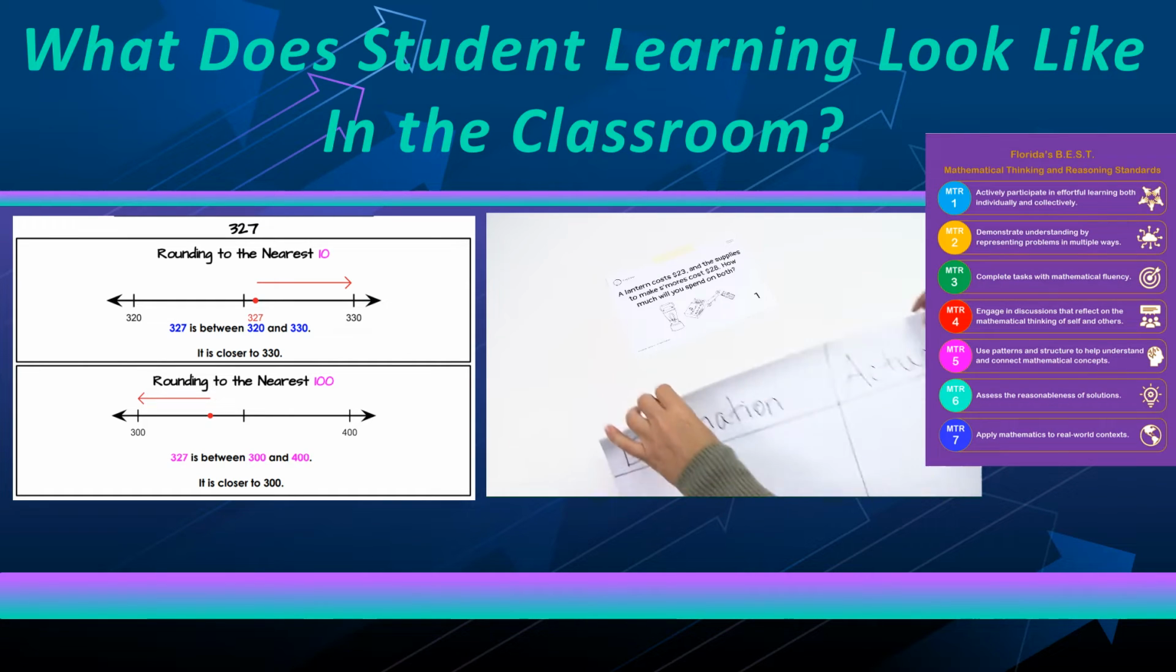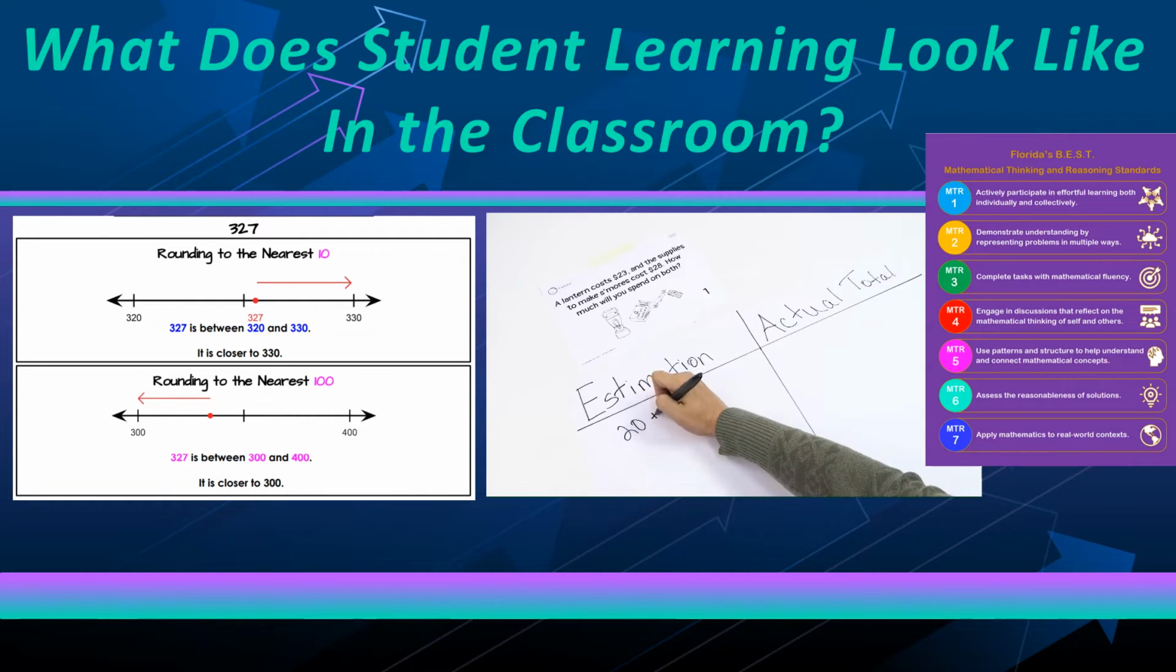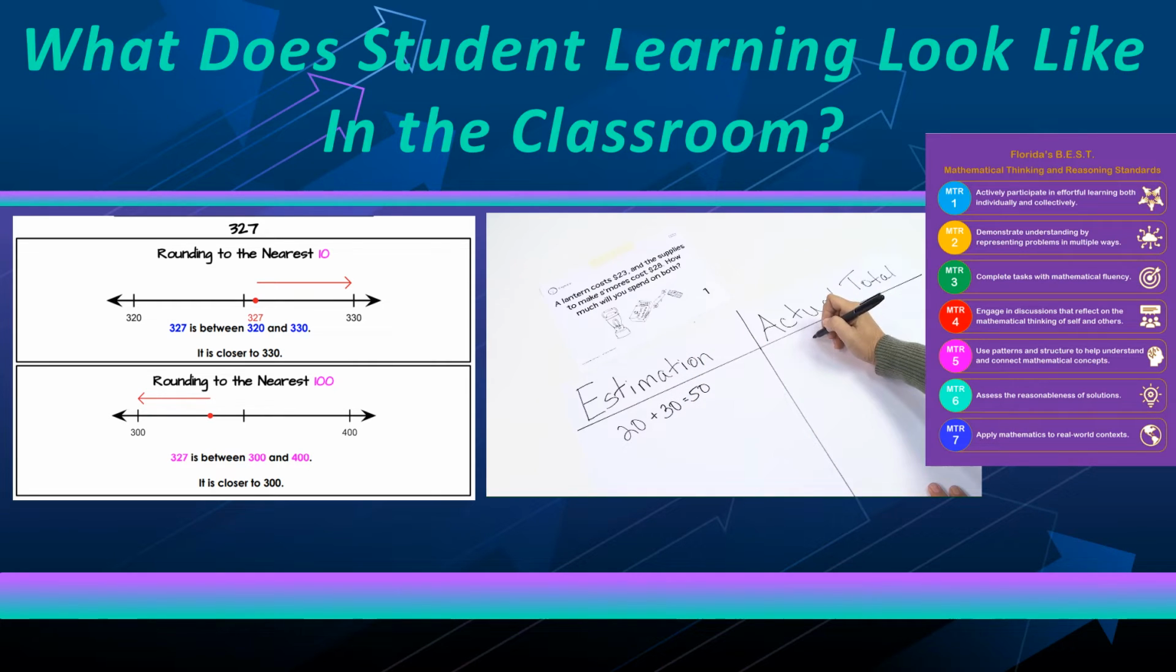Also, students will then apply their rounding to real-world context. This would be a connection to MTR 7. Students are solving problems, and before they actually solve, they're going to be using their rounding skills to estimate the answer. This allows them to determine if their answer is reasonable or makes sense.